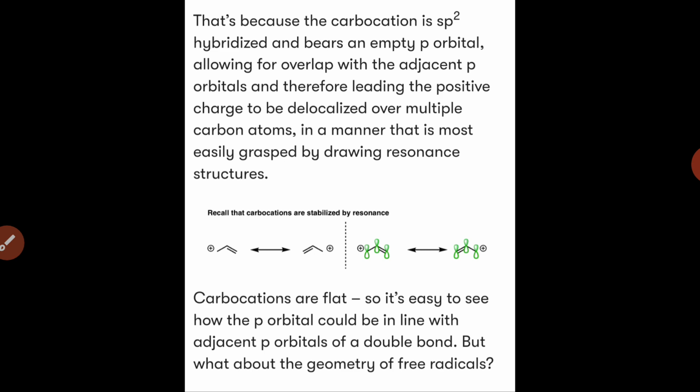This was about the carbocation, but I'm going to explain the free radicals. So how will this happen? It is the same phenomenon in the free radical as well.